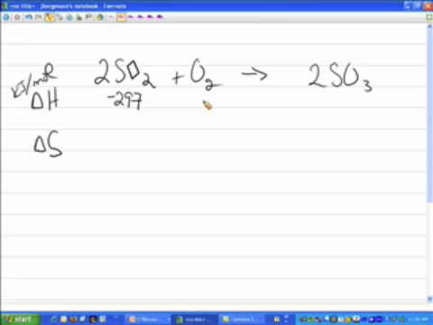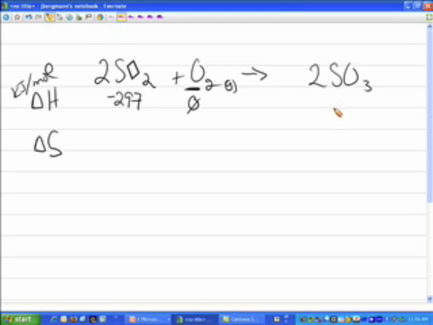What's the oxygen? Well, that's not in my book. Actually, it is in your book. If you looked it up in your book, you'd find 0, because remember, elements in their standard state, this is a gas, will be 0.